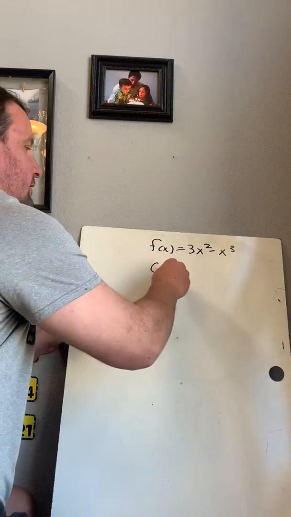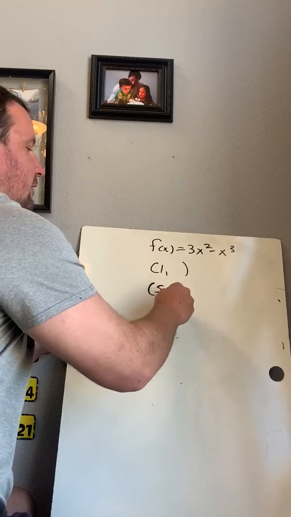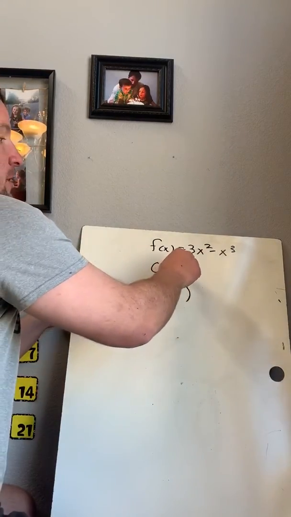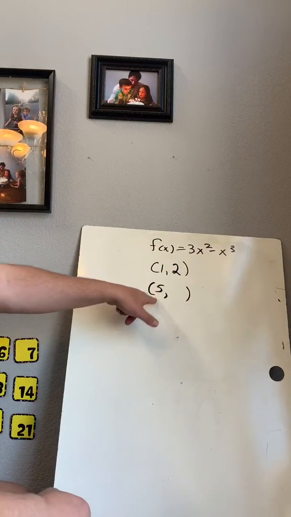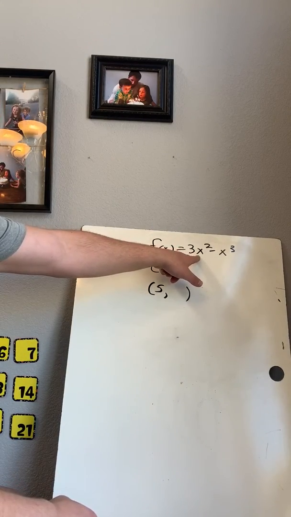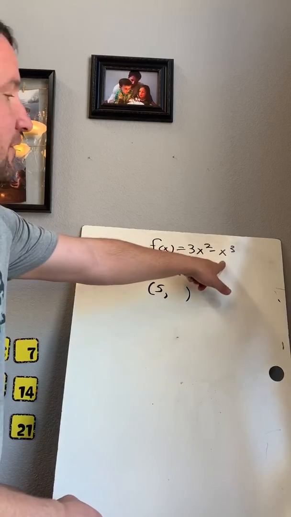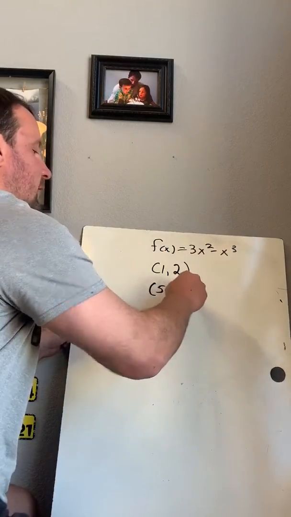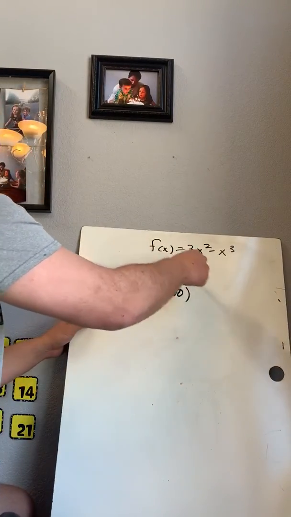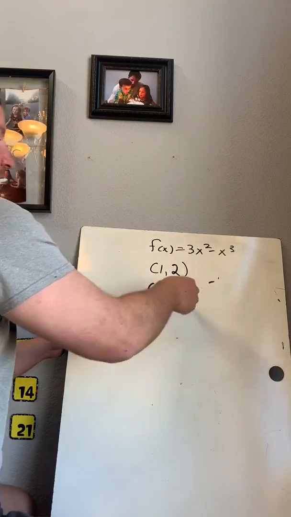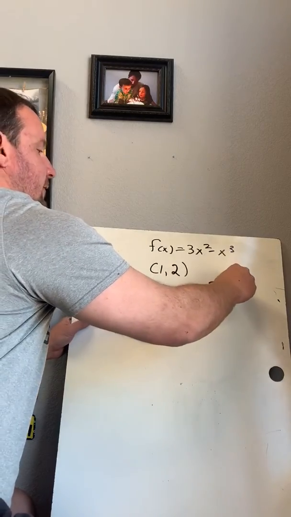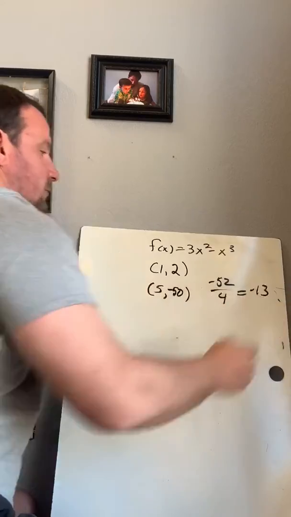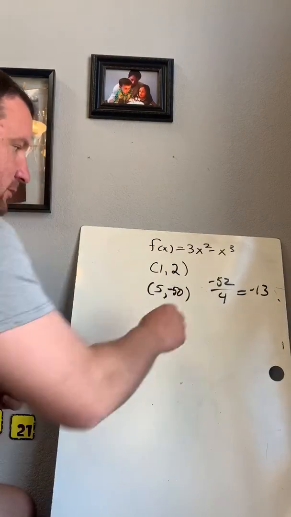So I need a point at the start, and I need a point at the end. If I plug a 1 into here, I just get 3 minus 1, which is 2. Grab your calculators. If I plug a 5 in, I get 5 squared, 25. 3 of those is 75. 5 cubed, 5 times 5 times 5, is 125. 75 minus 125 is negative 50. If I calculate the slope, negative 50 minus 2 is negative 52. And 5 minus 1 is 4, which reduces down to negative 13, which is the answer B.